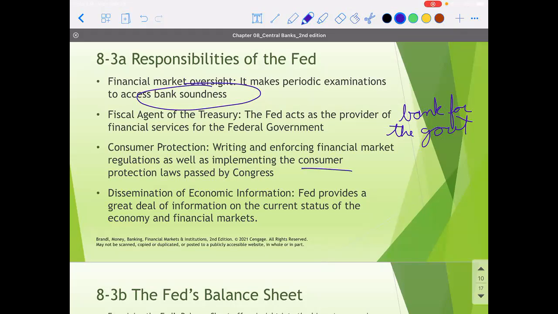It also, to some extent, but not a ton, implements consumer protection laws, mainly the Fair Lending Act, which basically says that you're not going to get charged different interest rates because of your race or ethnicity, and that you'll have equal access to a home loan regardless of where you want to build your house in the city.